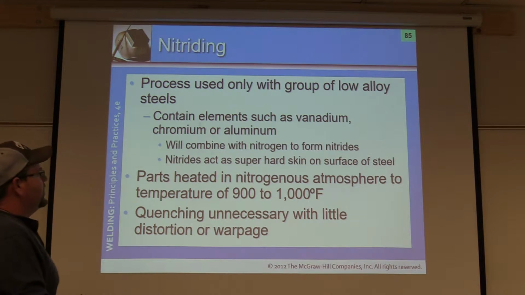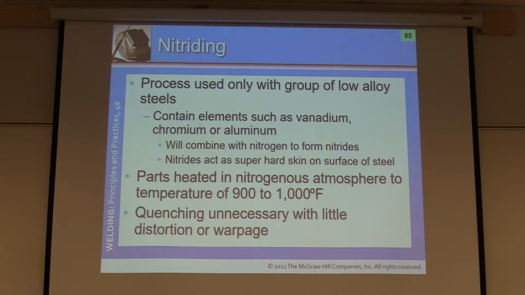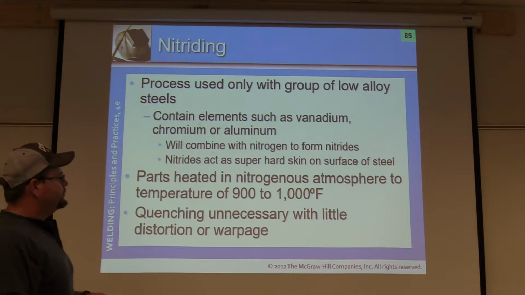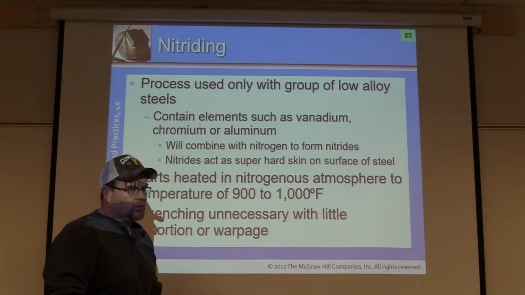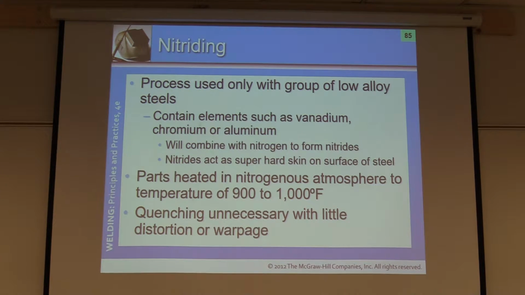So parts are heated in a nitrogen atmosphere to this temperature, then quenching is unnecessary, with little distortion or warpage. Okay. They could be quenched in a liquid nitrogen bath for some of the knife blades that I've seen, or they've been held at a low temperature to help absorb it as well. There are modern advances in technology that are making this much more easily accessible.